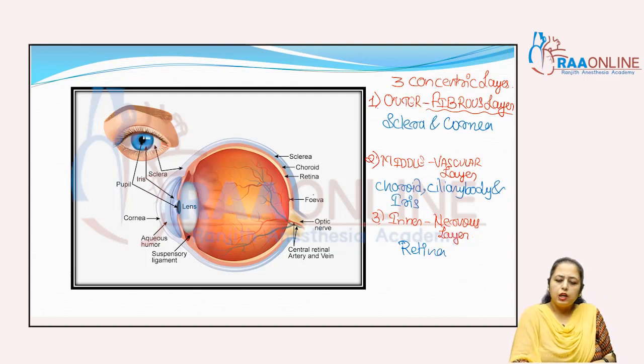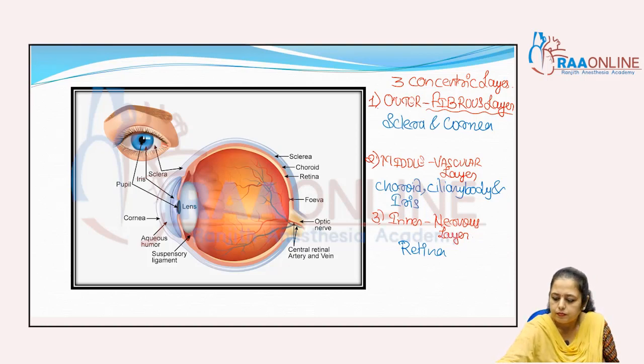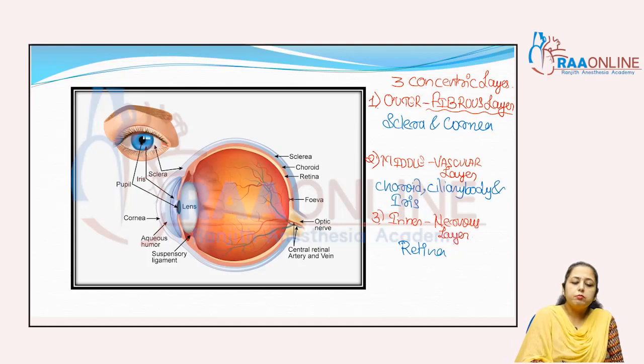Clear? So now you can see here, that is the sclera, which is continued in the form of the cornea, right? That is the choroid, that is the ciliary body, and that is the suspensory ligaments. This is the iris and that is the pupil, and the lens. There are two chambers, the anterior chamber and the posterior chamber, right?